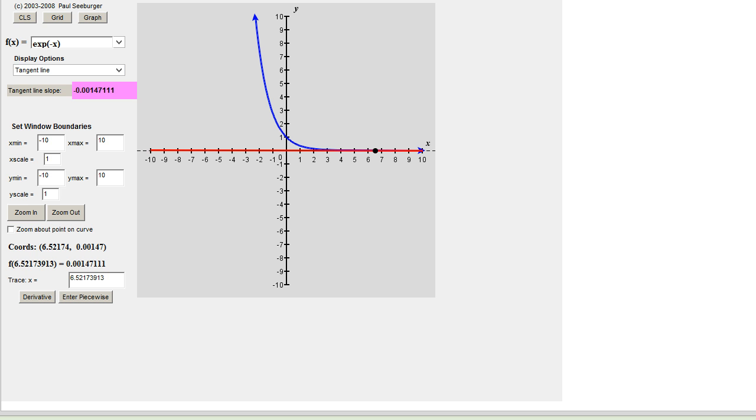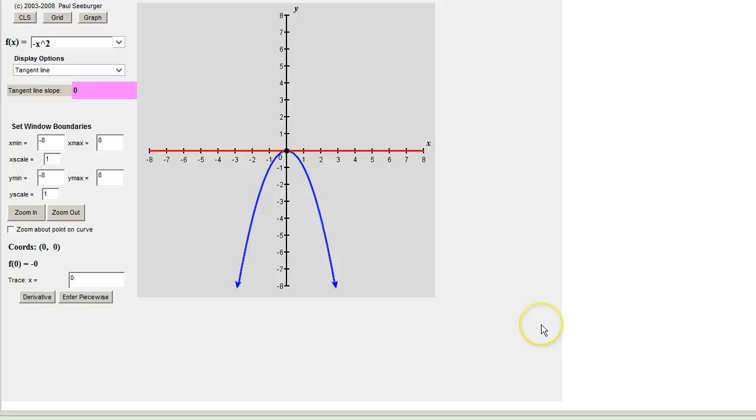Next, let's take a look at some examples for concave down. Here we have the graph of negative x squared. Again, this graph is bent downwards. Notice that for negative values, the slope of the tangent line, the first derivative, is positive, becoming less positive though. Then 0 at 0, and then becoming negative, more and more negative. So the first derivative is decreasing. The graph is bent downwards. We say the function is concave down.